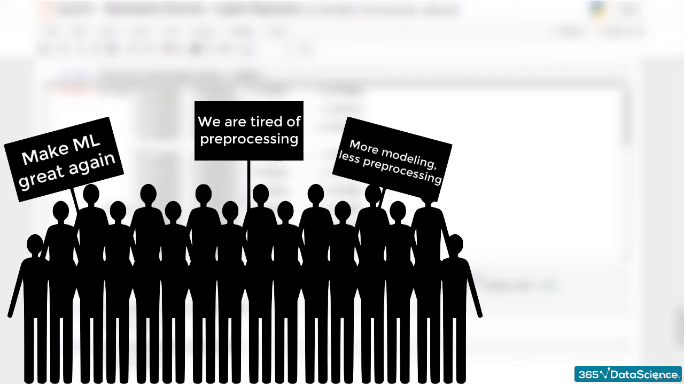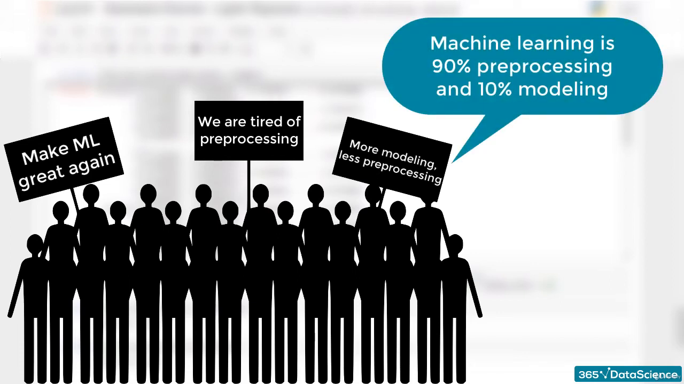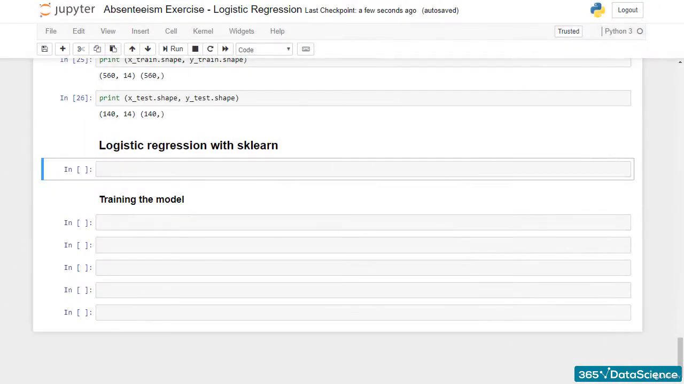They say that machine learning is 90% pre-processing and 10% modeling. I think this is a good approximation of our work in this case, too. And now it's finally time for the modeling part. As usual, let's import the libraries we are going to use.